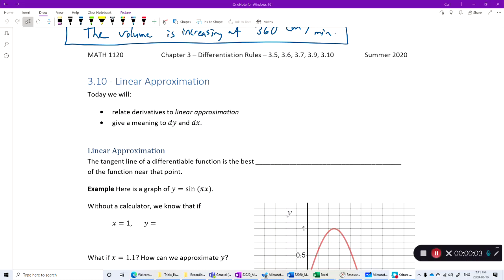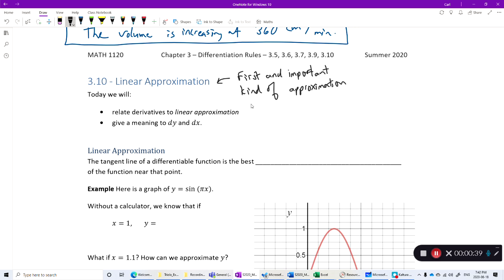Okay, everyone. So we're going to get started on another kind of applied topic here. This is a really big part of calculus, which is about approximating functions with simpler functions. Probably the first and the most important kind of approximation is linear approximation. And this is, like I said, a big topic.